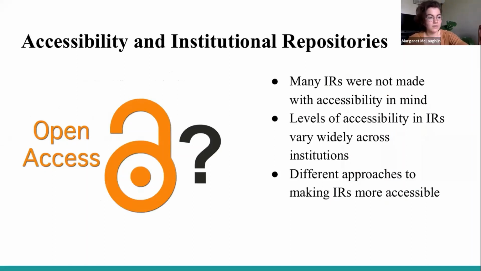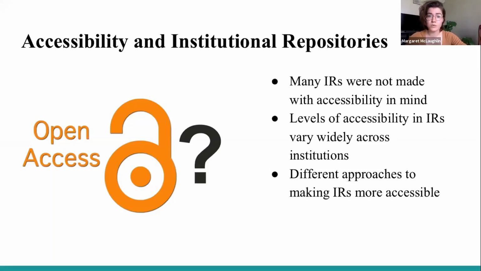So many of these institutional repositories were made in the mid to late aughts. Ours was circa 2007, where accessibility wasn't really a huge concern. It was really to get the content loaded into the repository. So that means that a lot of the back content, especially in these repositories, a lot of the early content isn't accessible because it wasn't really created with accessibility in mind.